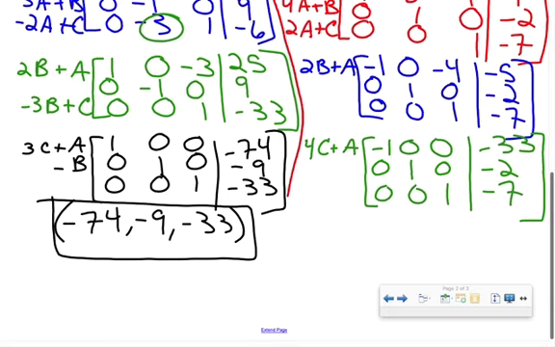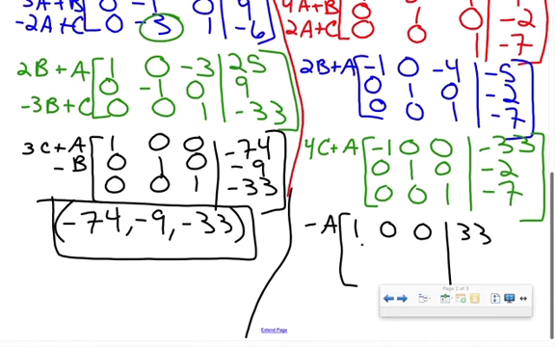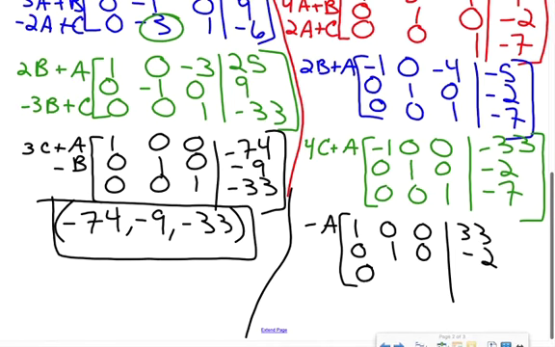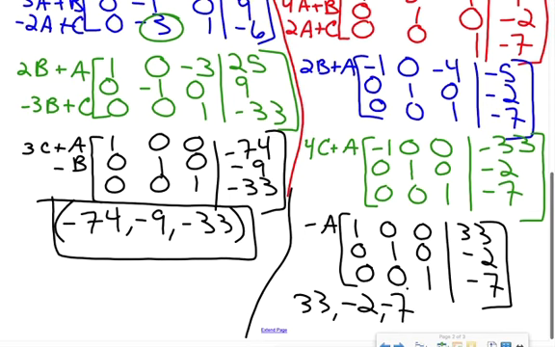And now the last thing I'll do is just change the signs of row A. So -A, I'll have 1, 0, 0, 33, and everything else is beautiful, and my solution is right there staring at me. It is 33, -2, -7.